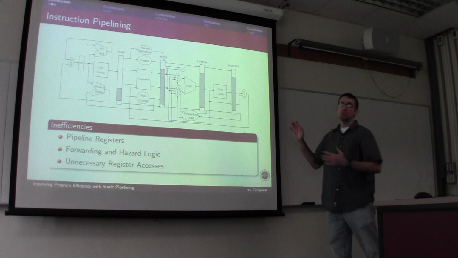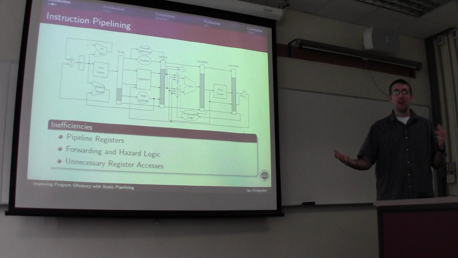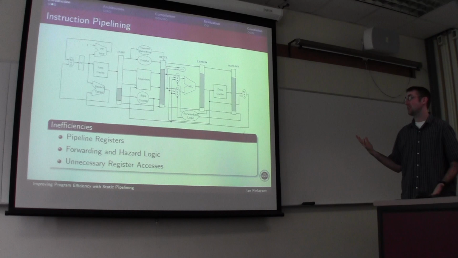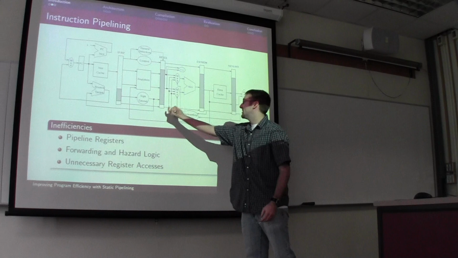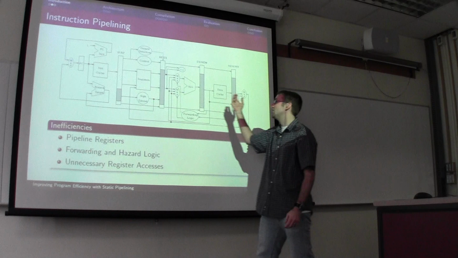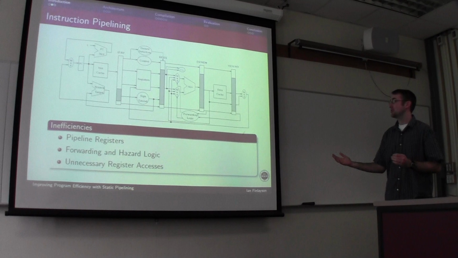But unfortunately, this is kind of a trade-off between performance versus power consumption because pipelining is kind of inefficient with regards to energy consumption. For example, to keep track of the state while you're breaking the instruction into stages, you have these large pipeline registers between each stage. And every single cycle, you have to read and write all of these registers, which is expensive.